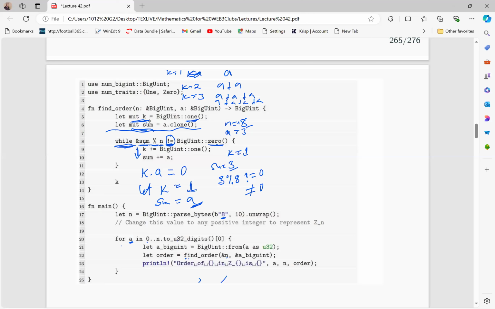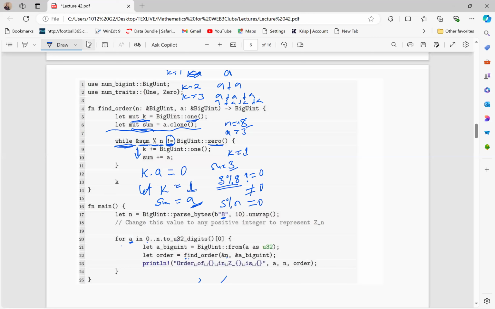So if that is the case, that means this loop continues. This loop will continue until the remainder of dividing this sum by n will be 0. While the remainder is not 0, the loop continues. The process inside the loop continues.